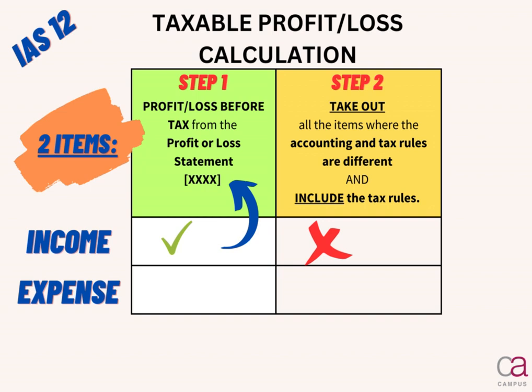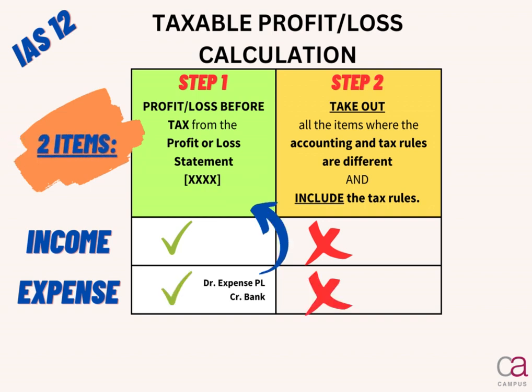Our next item, expenses, not deductible. Our expense is included in our profit or loss before tax. At the top, debit expense, credit bank, or creditor. But for tax purposes, it should not be there because we may not deduct it if we calculate our taxable profit or loss. It should not be there because we may not deduct it. Therefore, a cross.